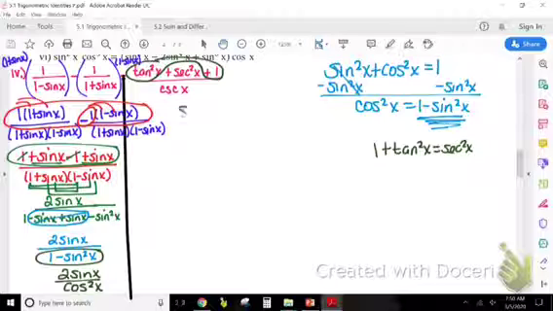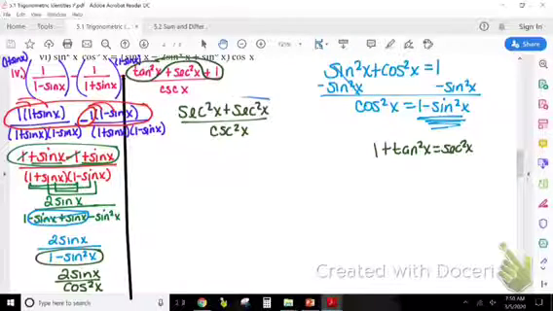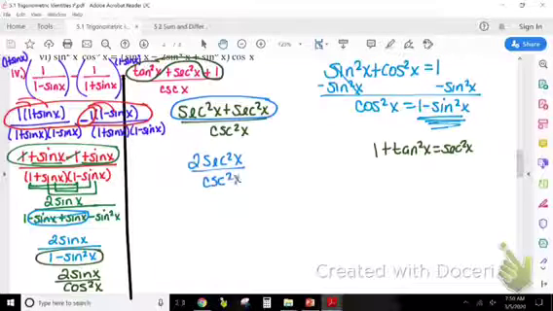So I know then I have secant squared of x plus secant squared of x over cosecant squared of x. So then you can do 2. Yeah, add those together. So that's 2 secant squared of x over cosecant squared of x. That's good. We need a 2, don't we? Look at the bottom on my left side. I have a 2 in it, don't I? Yeah, we're getting there.